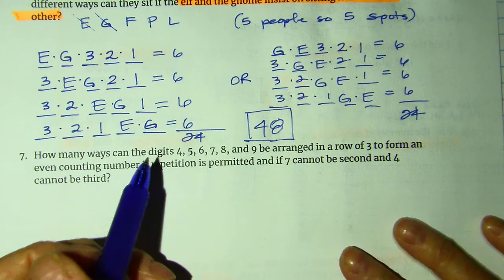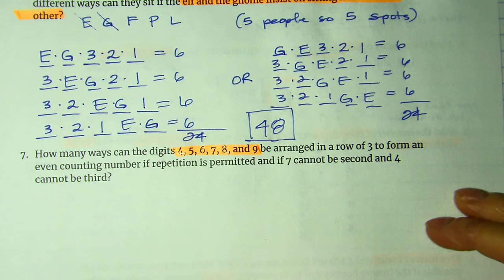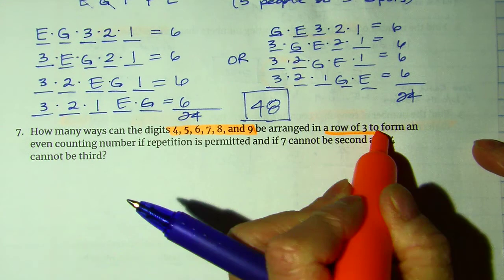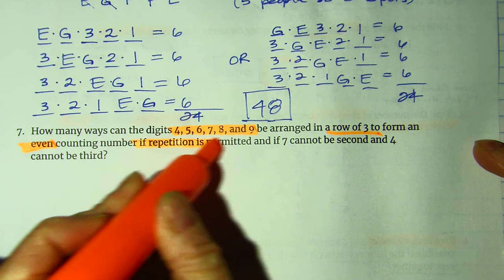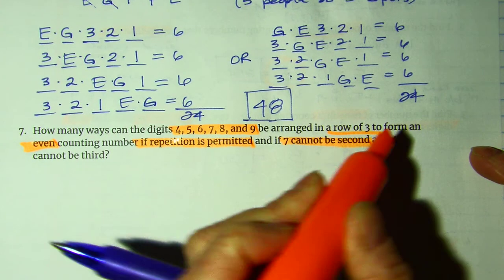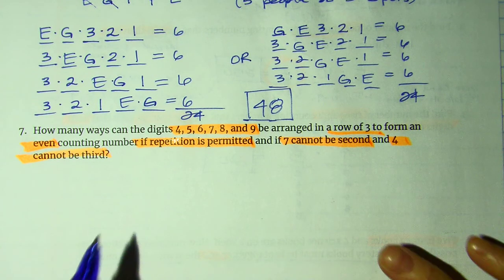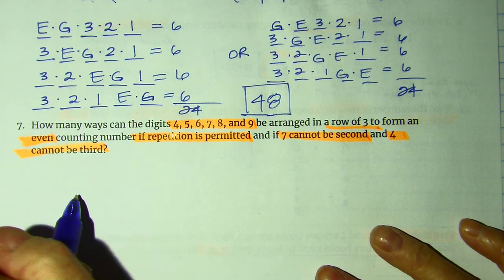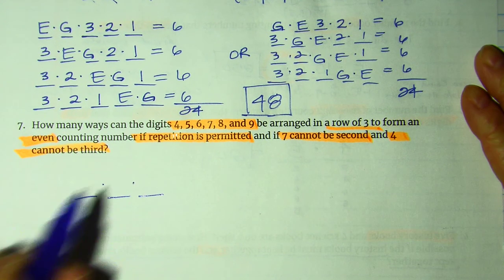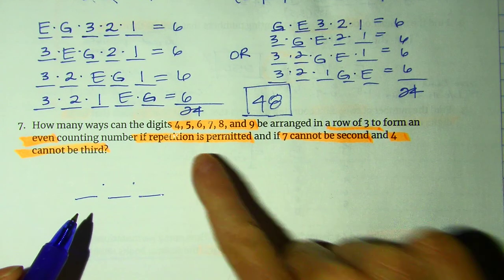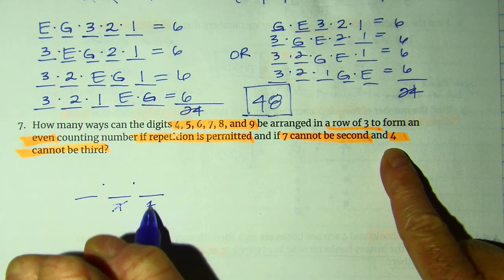How many ways can the following digits, make sure you get all of them, be arranged in a row of 3 to form an even counting number? If repetition is permitted, 7 cannot be second and 4 cannot be third. Whew, there is a lot going on here, right? So I have a row of 3. Let's talk about the first thing. Repetition is permitted. 7, so I cannot put 7 here, and 4 cannot be third.